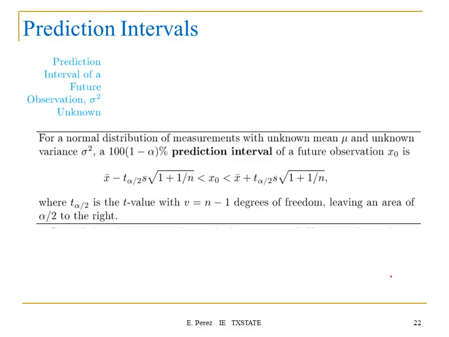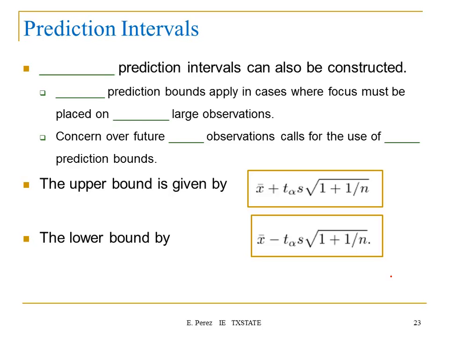You can also apply the same concept that we did for the confidence interval of the sample mean. We can have one-sided prediction intervals. The upper prediction bounds apply in cases where focus must be placed on future large observations. Concern over small observations calls for the use of lower prediction bounds. Notice that when you're looking at only one bound, the upper bound or the lower bound, you no longer divide by 2 in your alpha value. You use the alpha value as a whole.